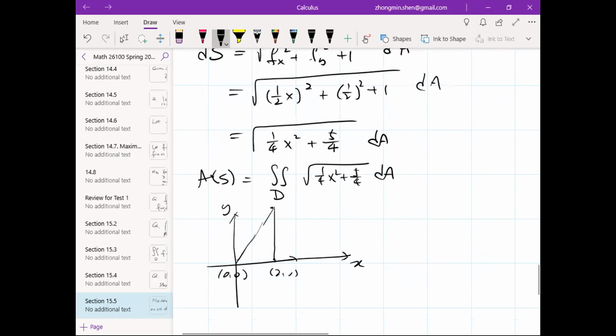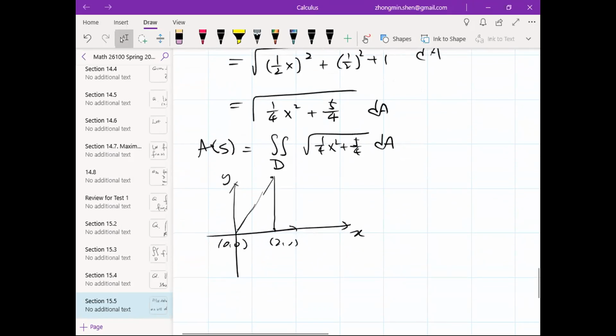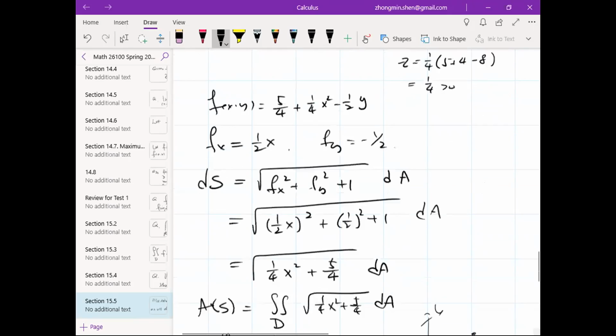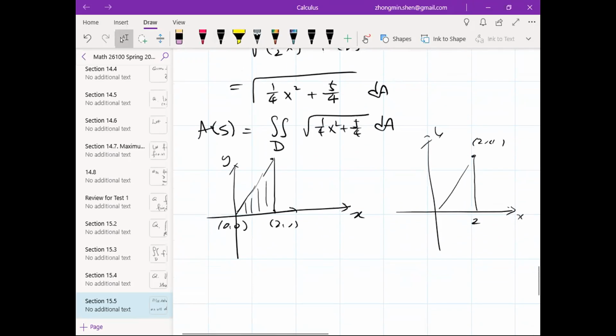How do you evaluate the double integral over this triangle? You have to change it to an iterated integral. I'm going to do both, okay? I draw these two pictures, the same picture, but I'm going to get two different iterated integrals. Here's 2, and this is going to be 2 and 4, okay? First, I'm going to use a vertical line segment to write down the iterated integral.